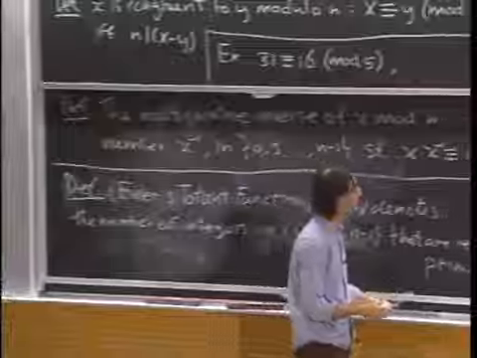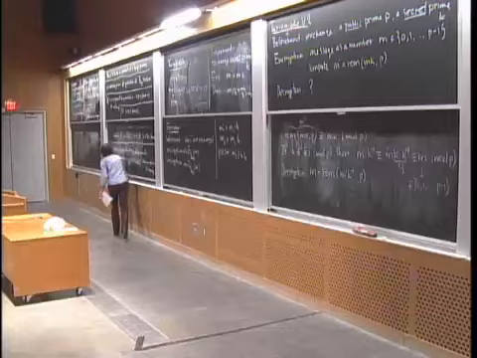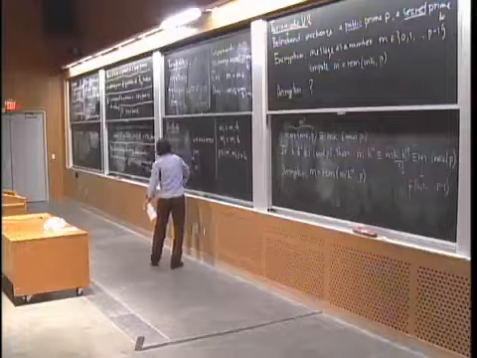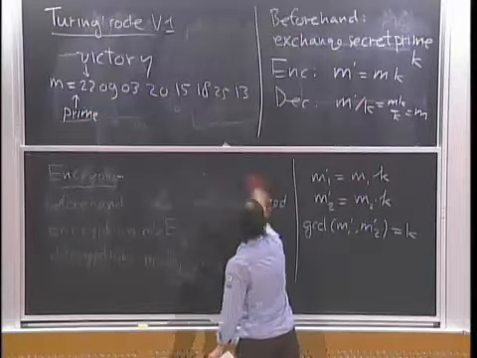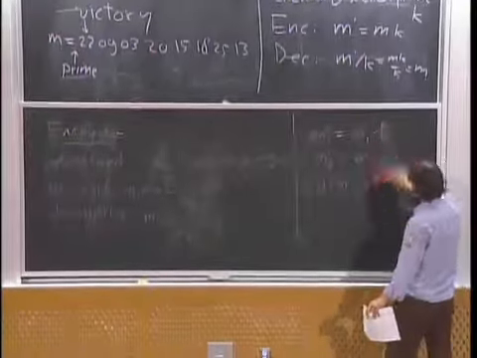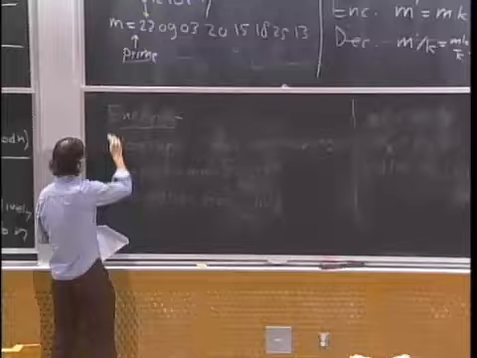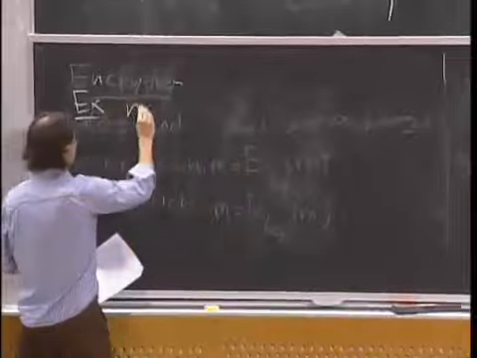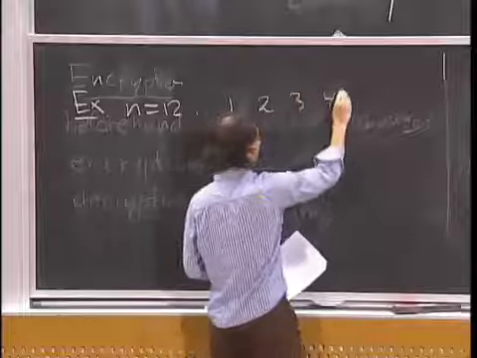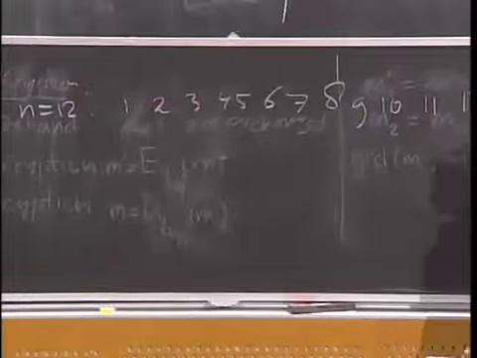But let's give a couple of examples about this, just to see how it works. So for example, let's take n to be equal to 12. What would be the value of Euler's totient function evaluated for 12? So if you take 12, we have the following numbers to consider: 1, 2, 3, 4, 5, 6, 7, 8, 9, 10, 11, and 12.